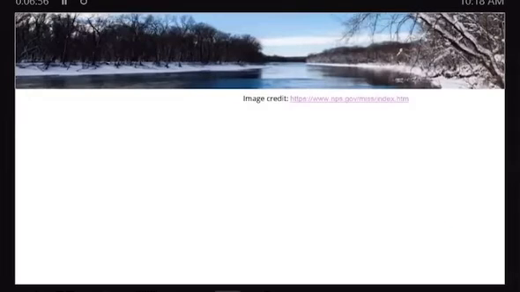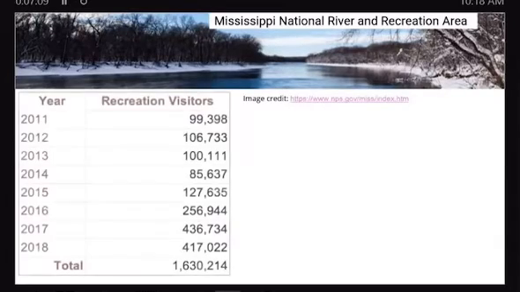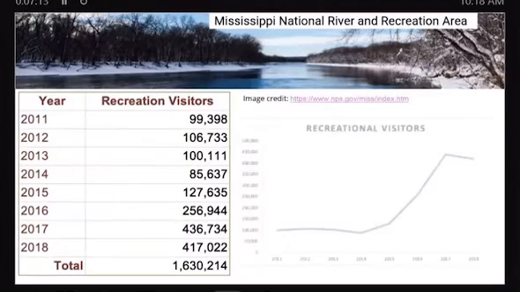And this is an introduction. Okay, I'm going to start with this image. Has anybody been to Mississippi National River and Recreation Area? Now, if you take a look at this, we want to consider the years from 2011 to 2018, and we have the record of the numbers of the visitors.